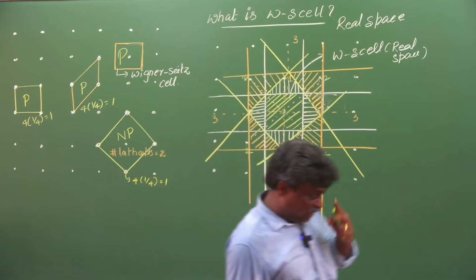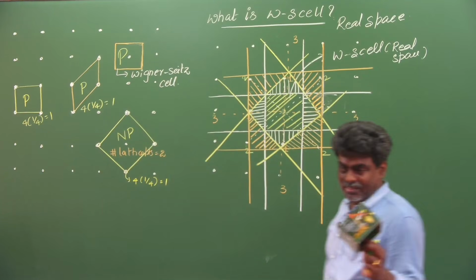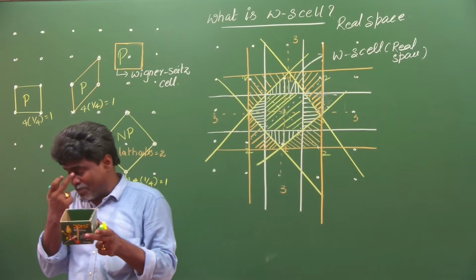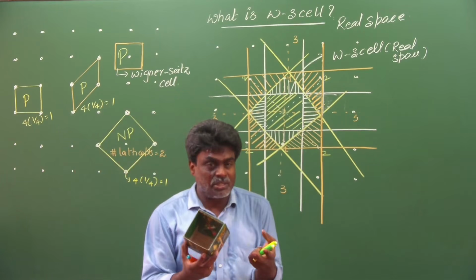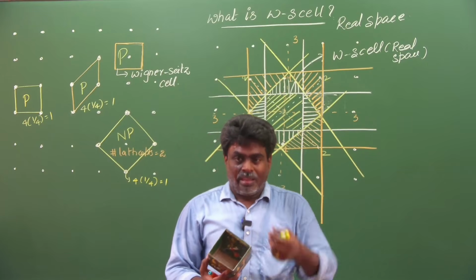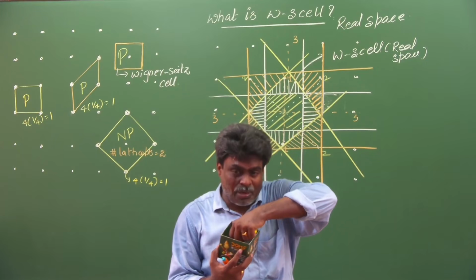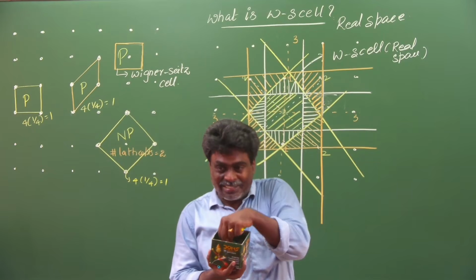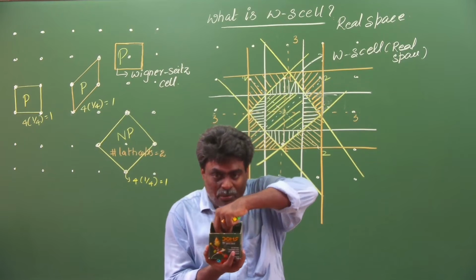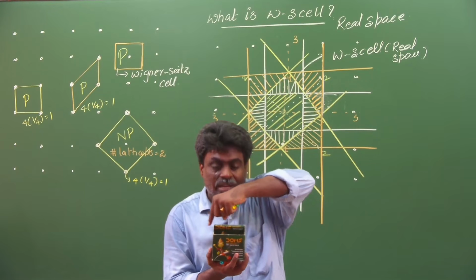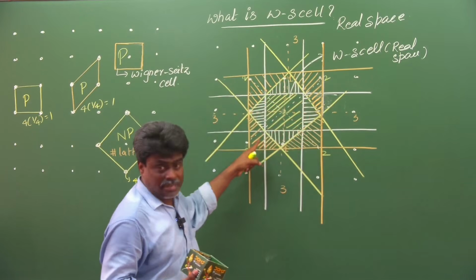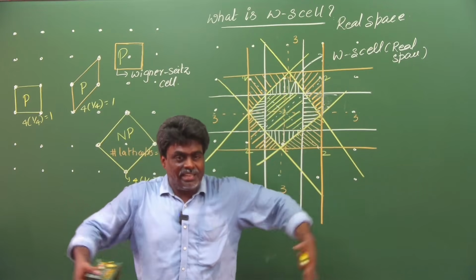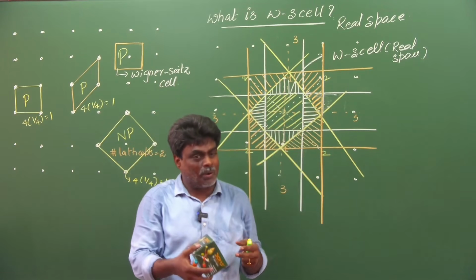Like this, if you imagine any crystal in the reciprocal space, how will this crystal structure be in the reciprocal space? This is the combination of Brillouin zones. In the middle, you have the first Brillouin zone. That is surrounded by the second Brillouin zone, that is surrounded by the next, like that. It is simply a combination of all Brillouin zones.